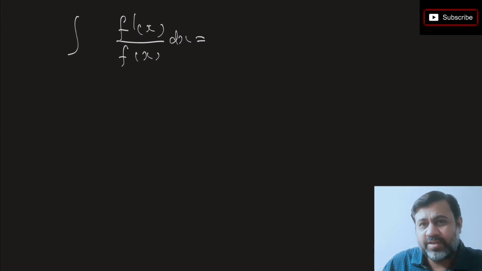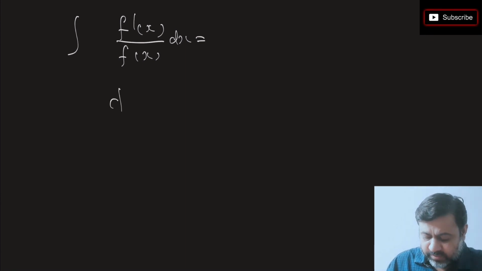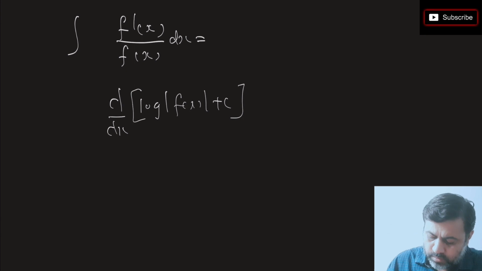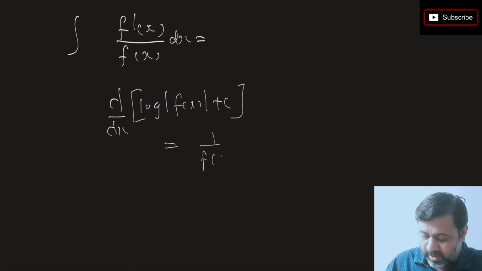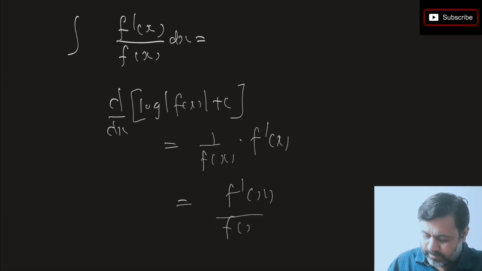Now let's understand this from the definition point of view. Let's take the derivative of log of mod fx plus c. If I have to take the derivative of this, derivative of constant will be 0, so I am not writing it. Derivative of log fx will be 1 by fx, and then chain rule, derivative of fx again, which is f dash x. So what I get is f dash x by fx, right?